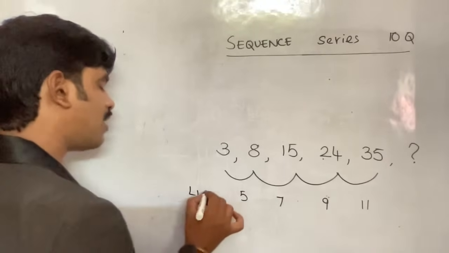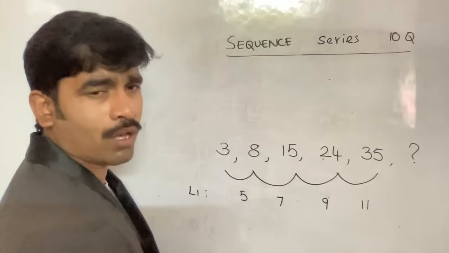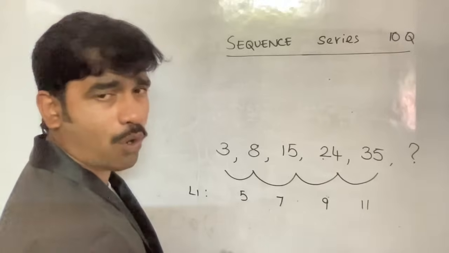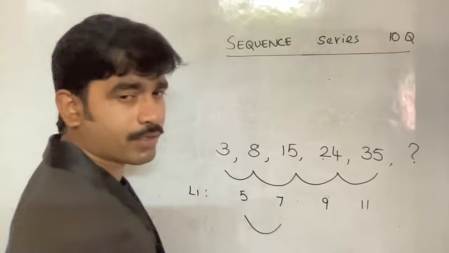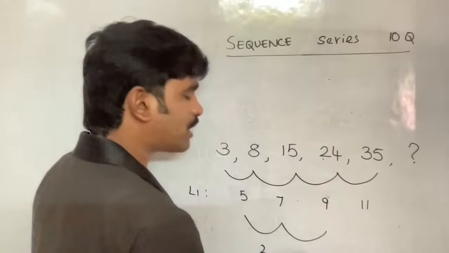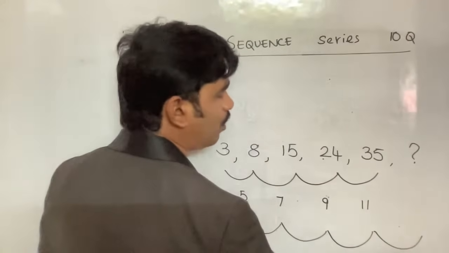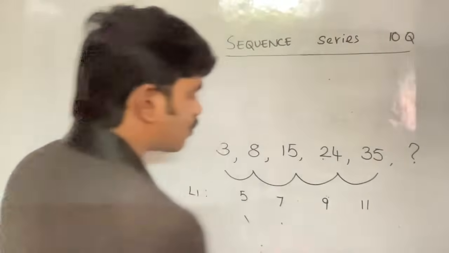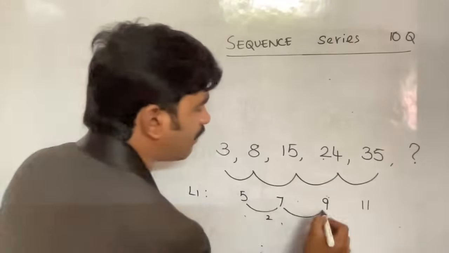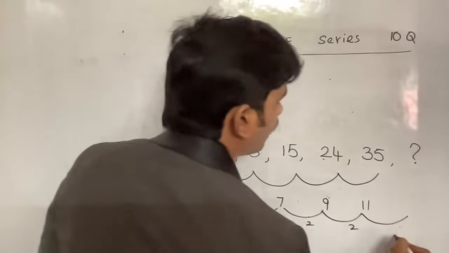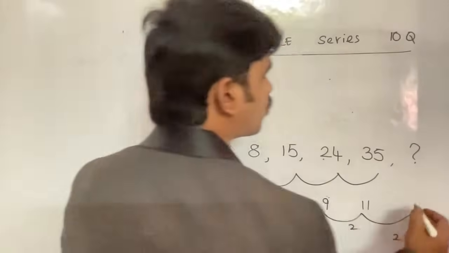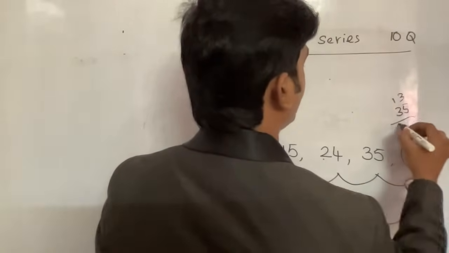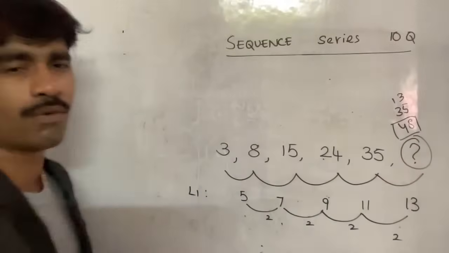This is level 1 difference. Have you seen these numbers anywhere? Are you able to understand what is the logic in the numbers? If yes, then that's fine. If no, then we'll look at the second level of difference. 5 to 7 difference is 2, 7 to 9 difference is 2, 9 to 11 difference is 2. Next difference must be 2. That means 11 plus 2 is 13. If this is 13, what is this? 35 plus 13. Answer must be equal to 48.